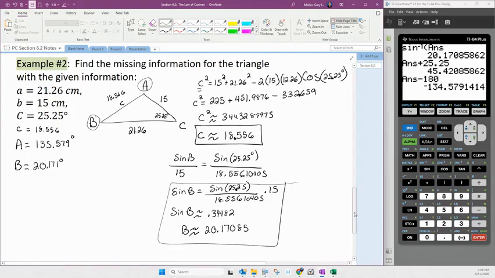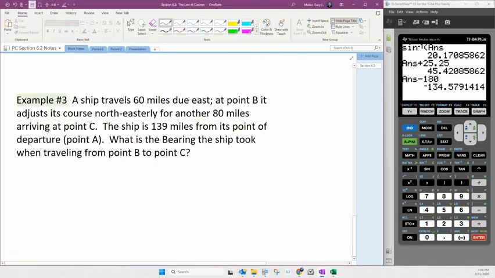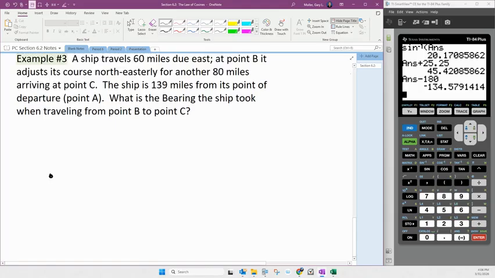All right, let's take a look at a story problem and we'll call it a day. All right, a ship travels 60 miles due east. All right, so I know where I'm going to start. I'm going to start here and we're going to travel 60 east. So I'm going to go directly east for 60 miles.